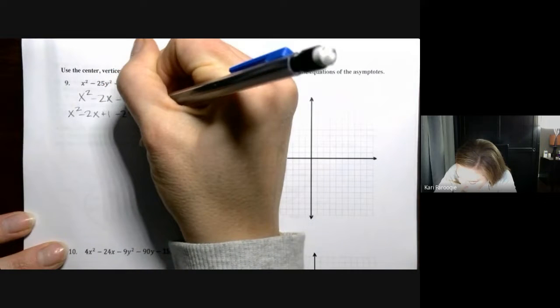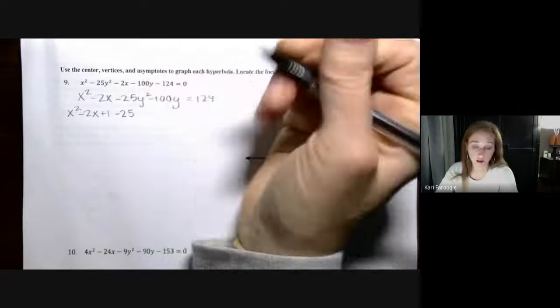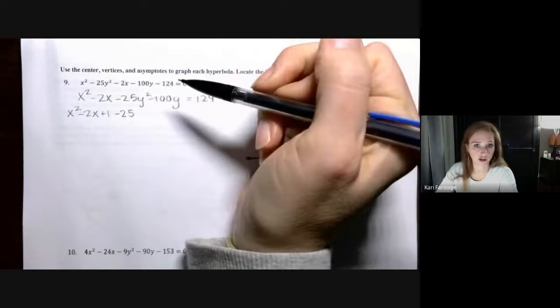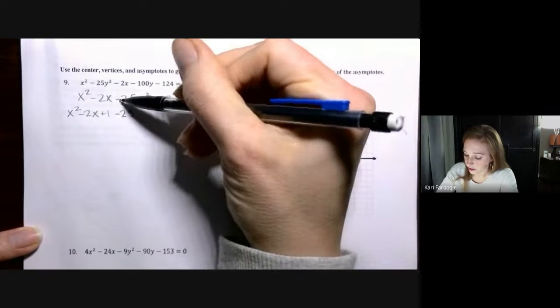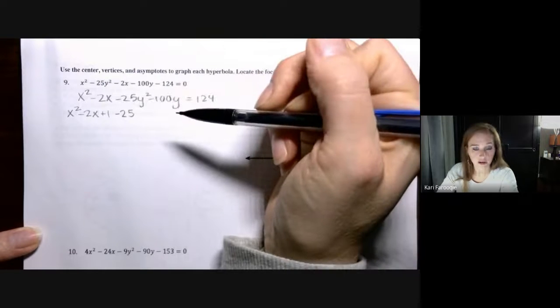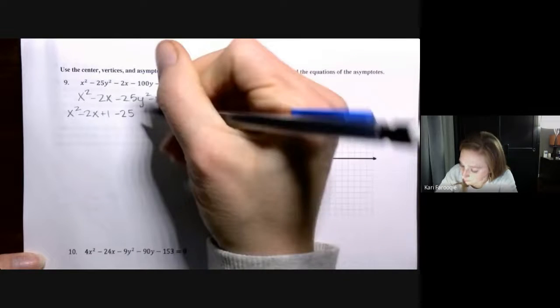So we're going to have minus 25. Don't take out a y. We're not going to factor out the GCF. We just want to take out that coefficient. So take out a negative 25. Keep that minus sign on there. It has to come out because you have a hyperbola.